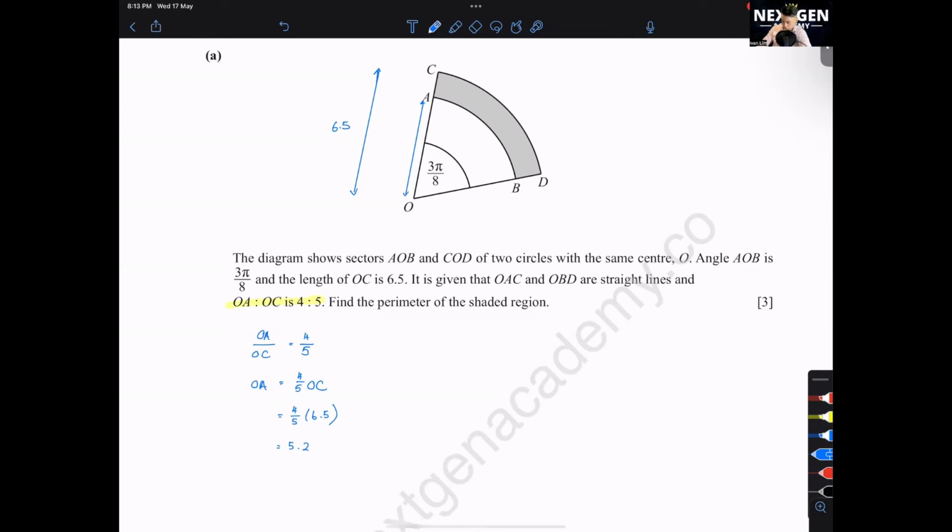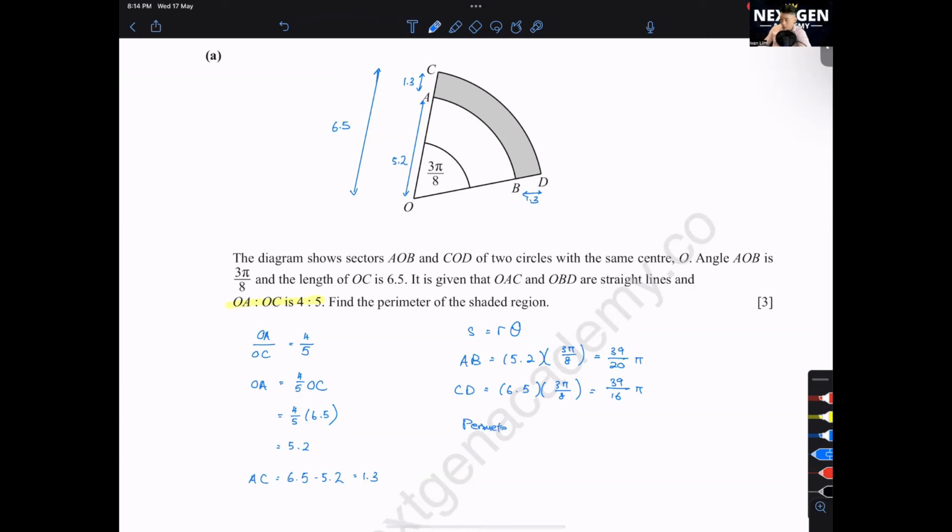So AC will be equal to 6.5 minus 5.2, which is 1.3. So I know here 1.3, 1.3. Arc AB will be based on the radius 5.2. Arc CD will be based on the radius 6.5. What formula are we going to use for arc? s equals r theta. So AB will be equal to 5.2 times 3 pi over 8, which is 39 over 20 pi. CD will be equal to 6.5 times 3 pi over 8, which is 39 over 16 pi.